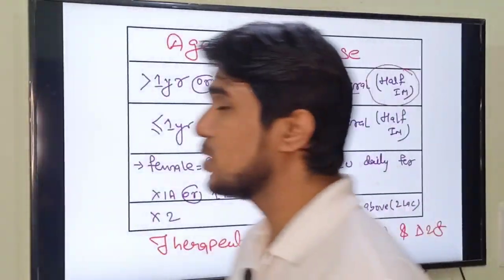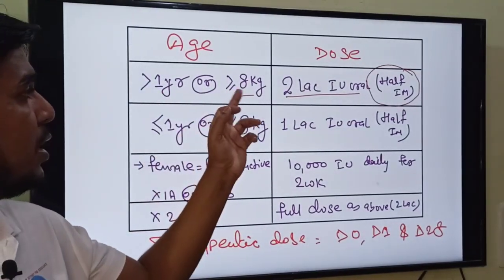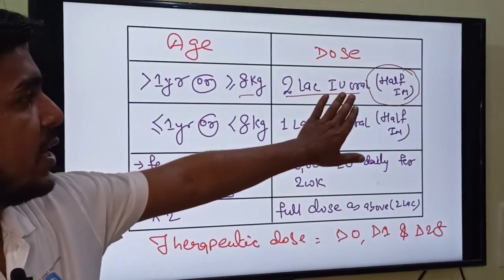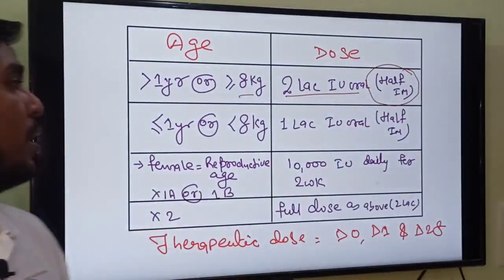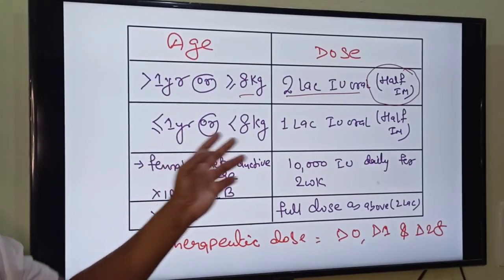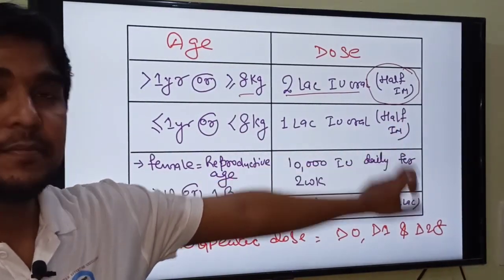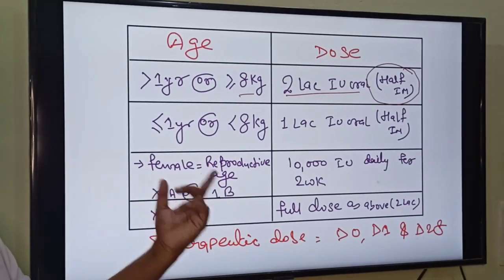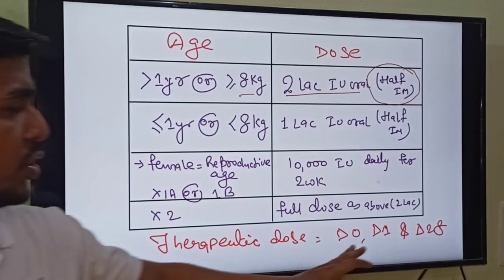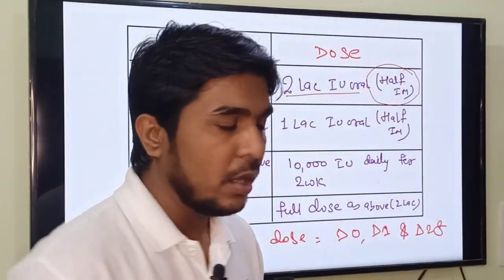Coming to this, let's see 2 or 3 things. If the weight is 8 kg or more, or age is more than 1 year, you have to give 2 lakh international unit oral, half of it IM. If the age is less than or equal to 1 year or weight less than 8 kg, then 1 lakh international unit oral or 50,000 IM. And this is for the female reproductive age, and this is for the X2 stage. Therapeutic dose is 0, 1, 28, and some books have written 14 days. So 14 days is also right.